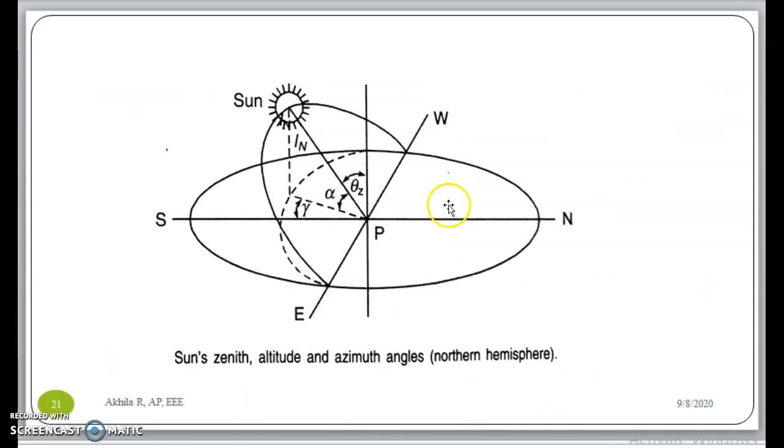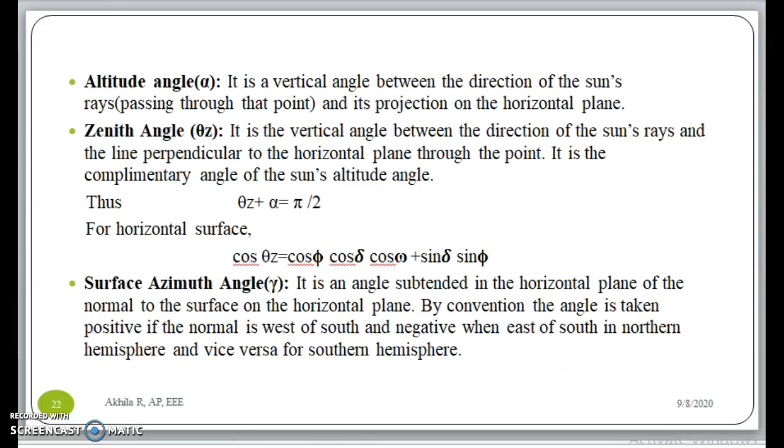Now again, for the northern hemisphere, see that south, north, west and east are marked, and three angles have been marked. The sun's zenith is represented by Z, so that is this angle. And then you have the altitude angle, which is our alpha, and you're going to declare two more angles: the azimuth angle, gamma, and the zenith angle, theta Z. The explanation comes in the next one.